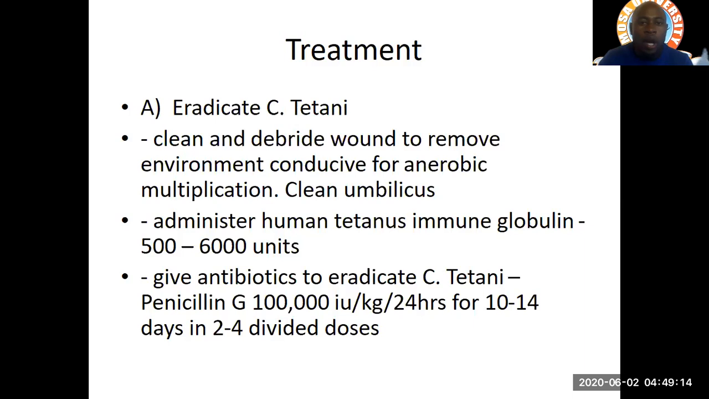The main goal now that we have here is treatment. The goal in treatment is to eradicate the Clostridium tetani. So the first thing that we do is, if we identify the source of the Clostridium tetani, where it came from, it is important, if it's a wound, you clean and do wound debridement. Okay?